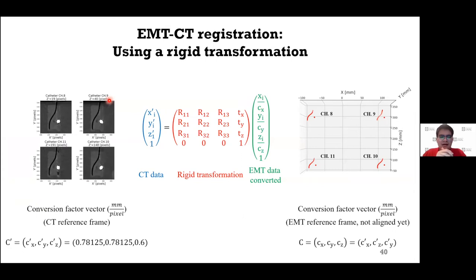So this is the question: how do I do an EMT to CT registration? Well, since my phantom is rigid, I can use a rigid transformation. A rigid transformation is this matrix that we see here. It has 12 parameters. These parameters that I'm pointing at describe a rotation. These parameters describe translation. So once I know this rigid transformation, I can multiply it with my EMT data, converted from millimeters to pixels, and then I can have these points in the CT reference.